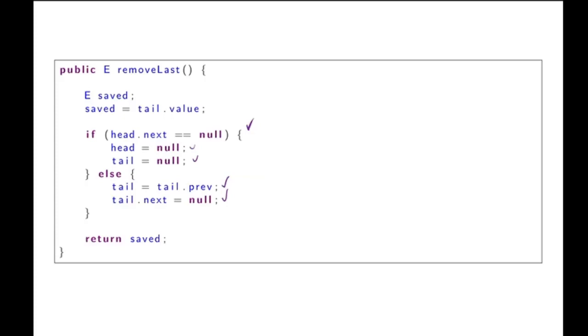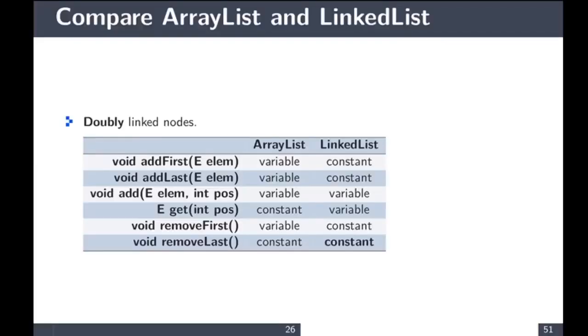Okay, so if you paid attention, you've seen a slight difference between my coded implementation and the slides. In the coded implementation, I'm using previous, where here I'm using prev. Okay, so now remove last is fast. And you see that accessing the linked implementation at the start or the end is now fast.